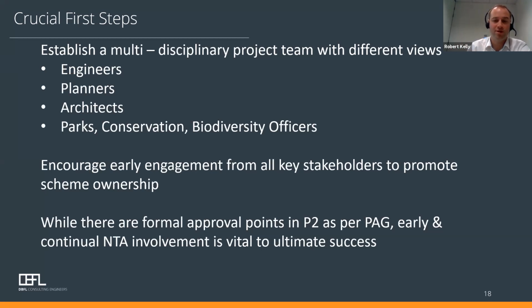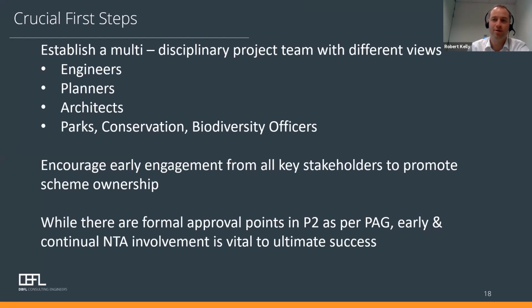Some might be controversial, some people mightn't engage as easily as you'd like, but it's important to give people the opportunity to engage and ultimately encourage them to engage. So all stakeholders and all viewpoints are considered from the get-go. It also helps to promote scheme ownership, whether that be amongst local authority planners, architects, or officials in parks, conservation, and biodiversity. All these views are important, and they're important from the very start.